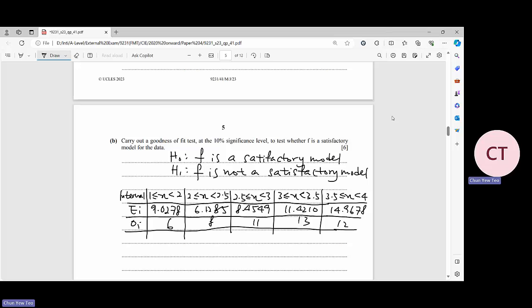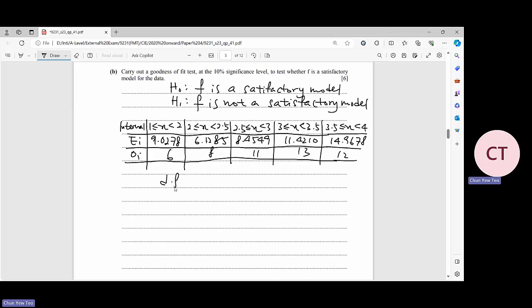Okay, so now done. Then for this case, we can find the degree of freedom. You have 5 columns minus 1, so you get 4. This is your degree of freedom. Then your critical value will be chi square at 10% significance level, which is the same as 90% confidence level. With degree of freedom 4, check from the formula booklet MF19, and you get 7.79.